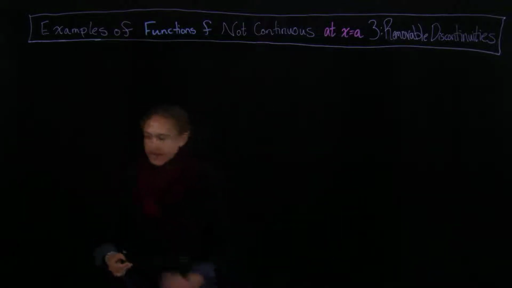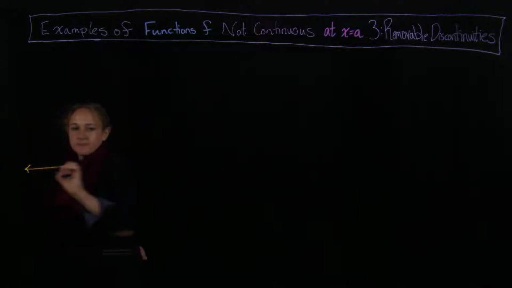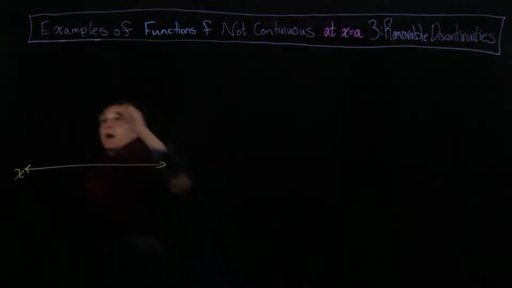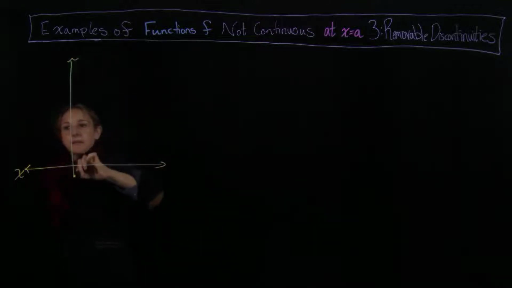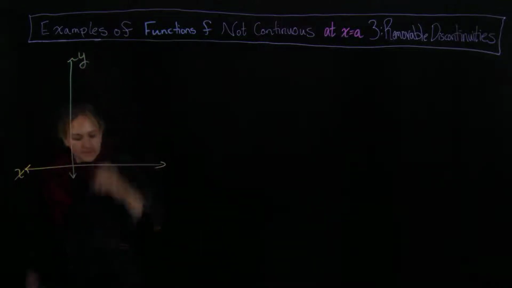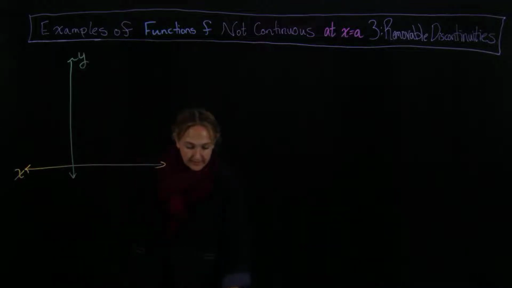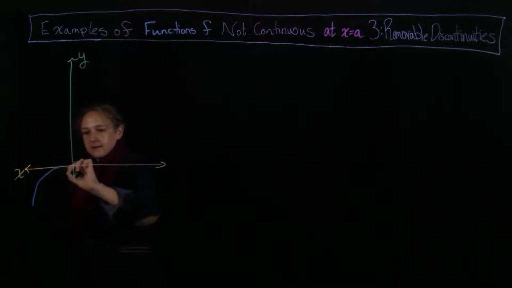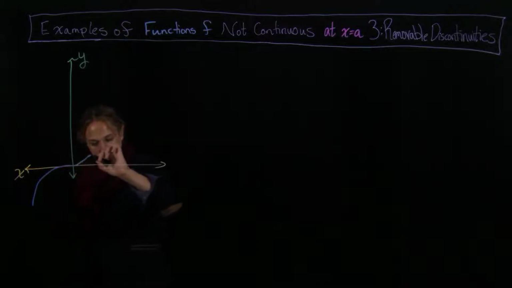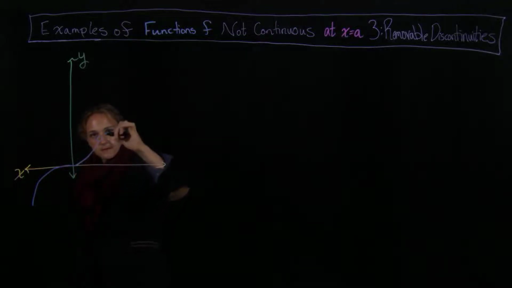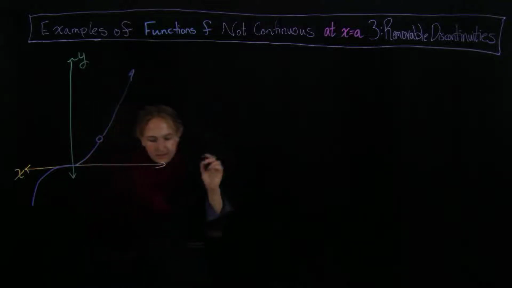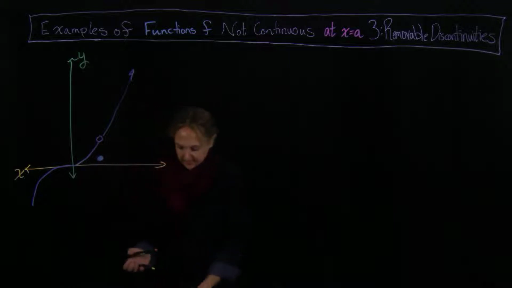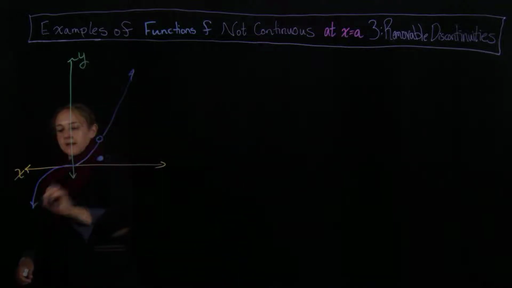So this is my x-axis. This is my y-axis. My function here is going to look like, it's going to go like this, and it's going to go like this, and it's going to go like this, and then it's going to go like here. Okay, so what's happening here? So this is my function y equals f of x.